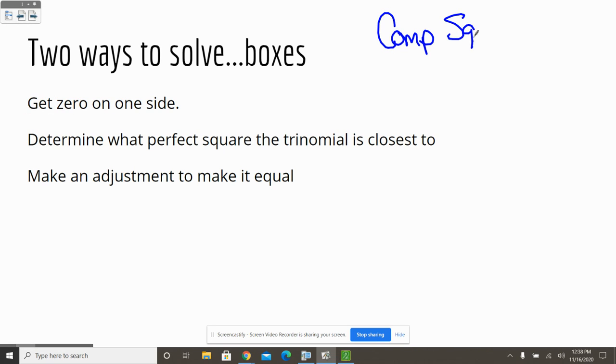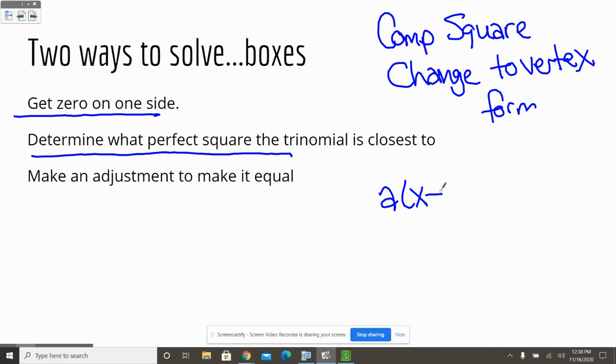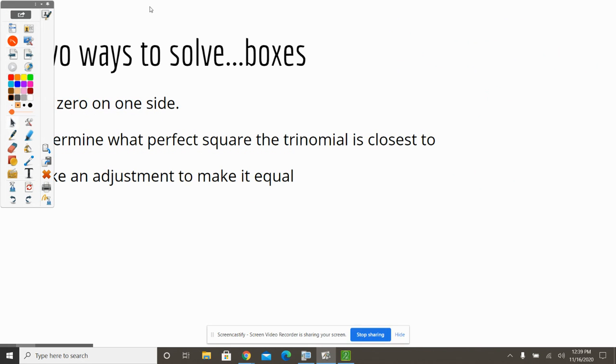If you're trying to solve something and you can't tell it factors, you can change it to vertex form. And we do that by getting 0 on one side. And then you figure out what perfect square it's closest to. And what I mean by that is, remember, we had this x minus h squared plus k. Every vertex form has a binomial square, so you've got to find the one that's closest. And then you'll make some sort of adjustment to make it equal what you have. So let's look at that problem we just did 2 different ways already.